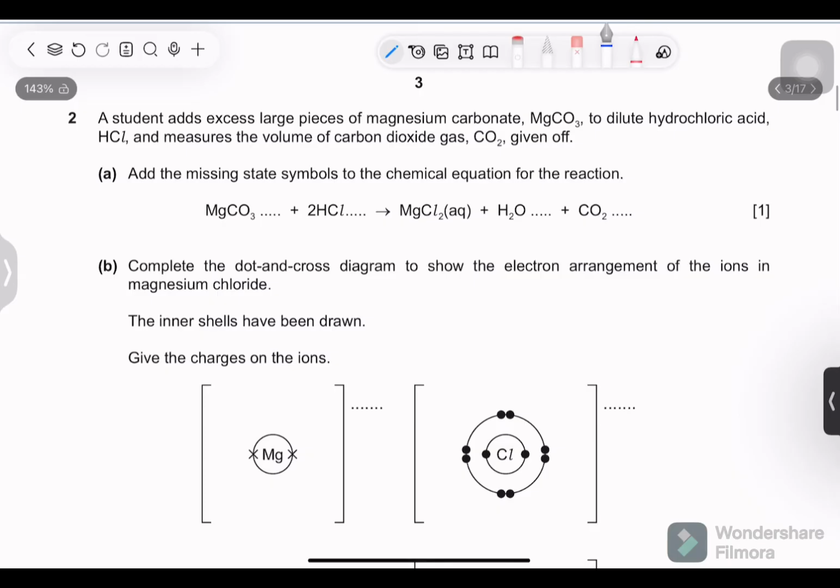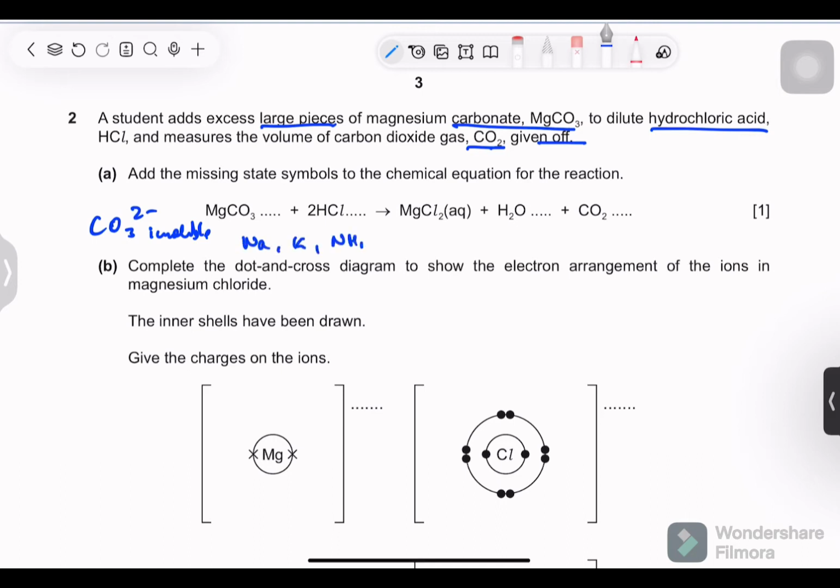So the next question is a student adds excess large pieces of magnesium carbonate to dilute HCl and measures the volume of carbon dioxide given off. Add the missing state symbols to the chemical equation for the reaction. So we know all carbonates are insoluble except for sodium, potassium, and ammonium. So this should be solid. All acids are aqueous, and water is obviously liquid. Carbon dioxide is gas. They've told us over here.